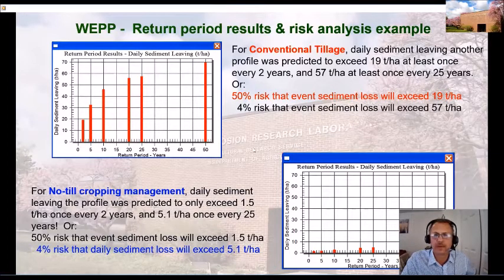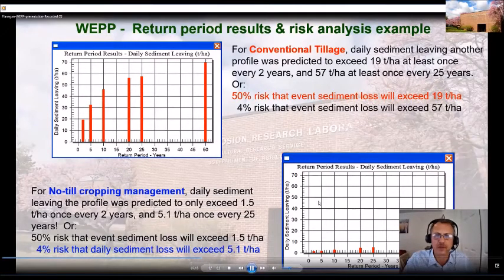For the no-till cropping on the bottom, I'm not sure you can see it when I'm doing this video recording, but basically much lower values. So basically only a 4% risk that your daily sediment loss would exceed 5.1 tons per acre in that event.